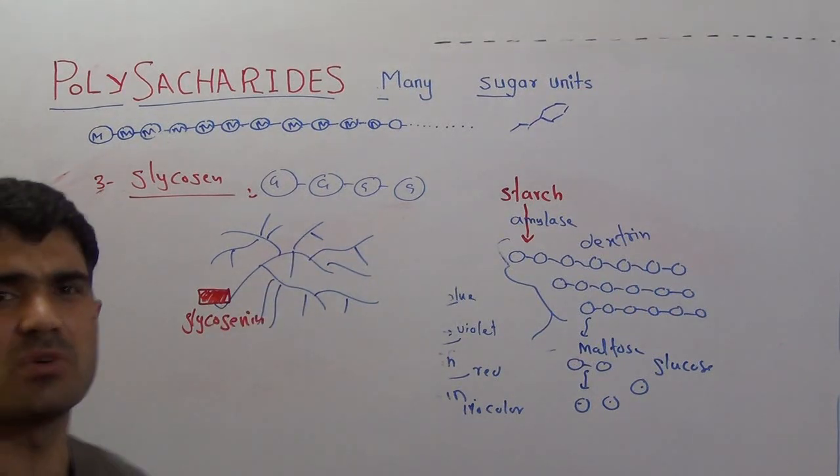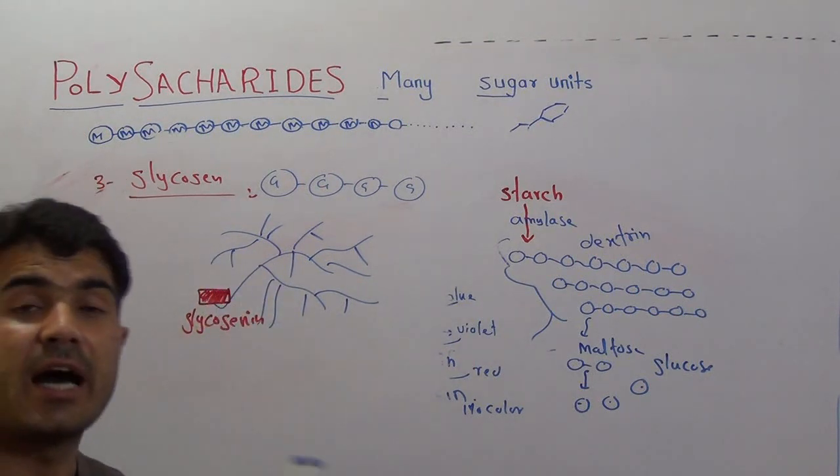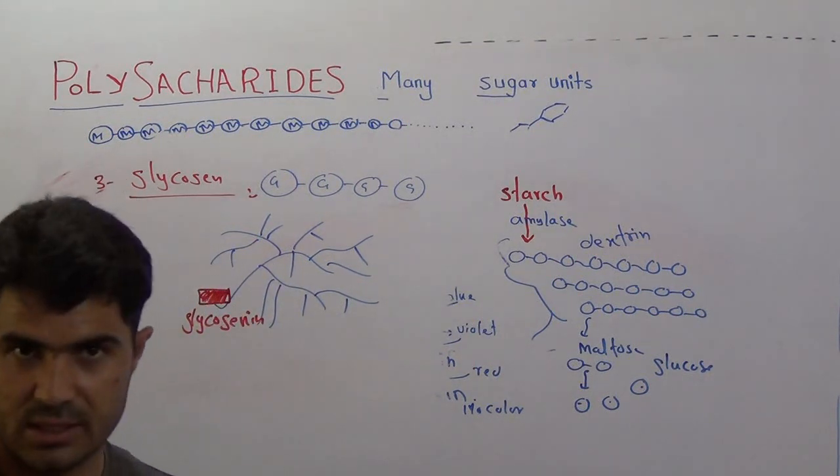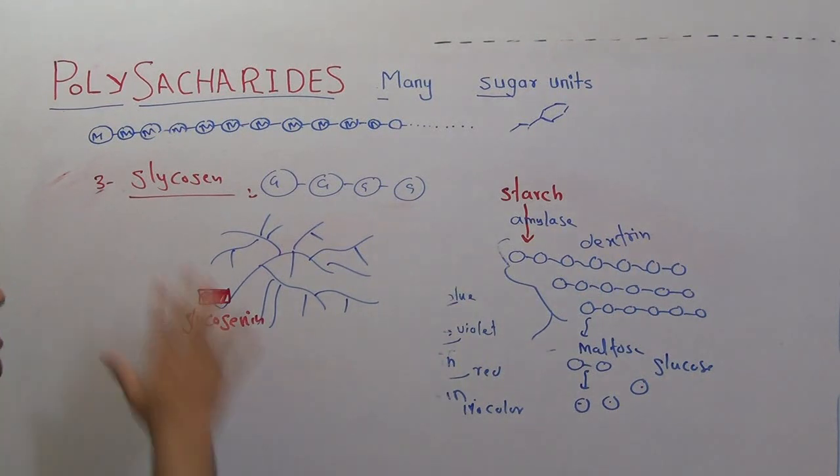Okay, nothing special was there. If you take iodine and mix it with glycogen, you will get a red color. This is the identification test for glycogen. Nothing special here now.